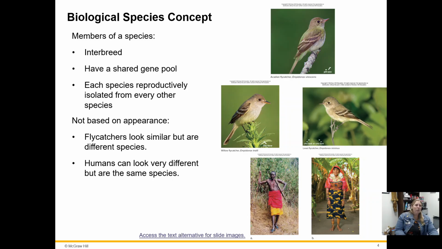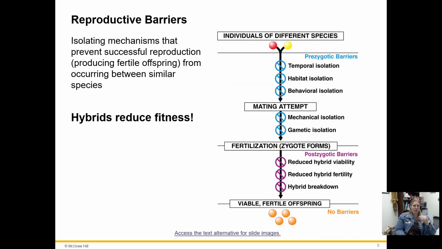Okay, so what do I mean when I say that individuals are reproductively isolated from one another? Well, we talk about these reproductive barriers, okay? These are isolating mechanisms that prevent hybridization. Hybrids reduce fitness. Hybrids may not survive. They may not be successful at their own reproductive attempts. They may not be able to raise offspring. Generally speaking, we don't want hybrids.